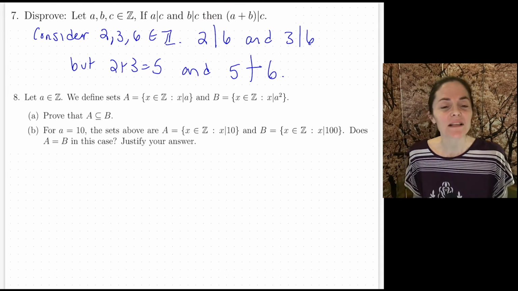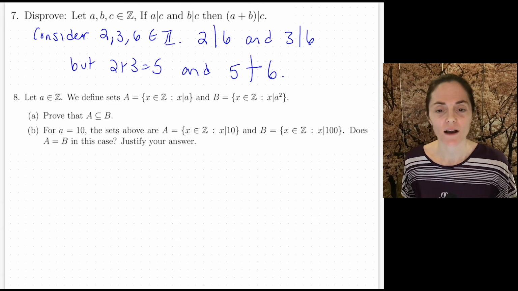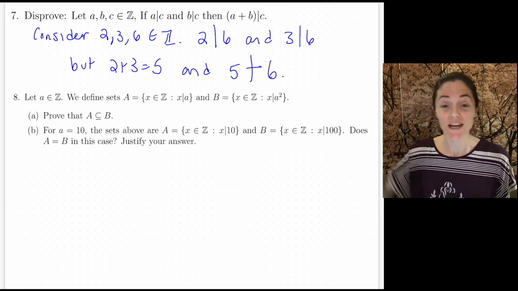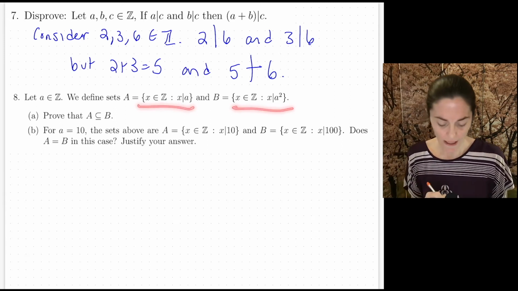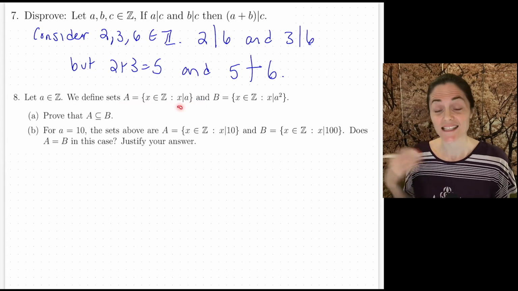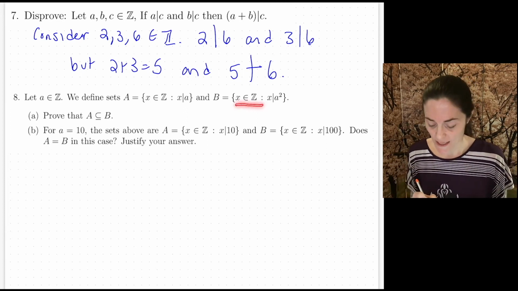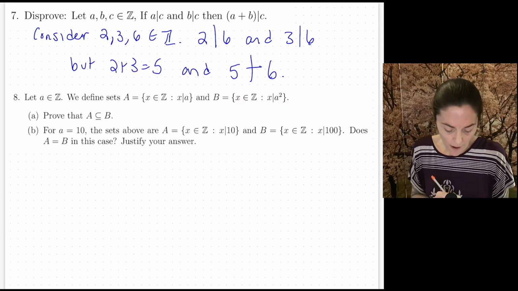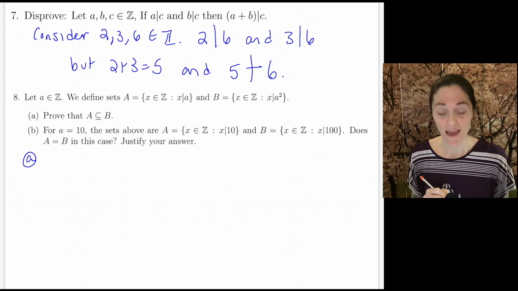Okay, now let's move into some set theoretic proofs. This first one also has to do with divides. So for an integer a, we define these sets capital A and capital B. Capital A is all integers x such that x divides a. Capital B is all integers x such that x divides a squared. And the first part, we want to prove that capital A is a subset of capital B.